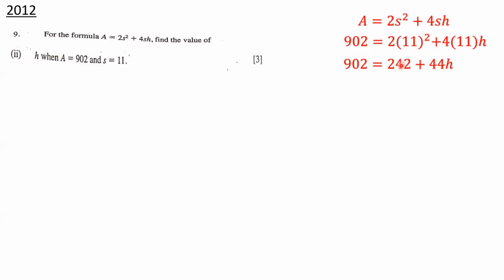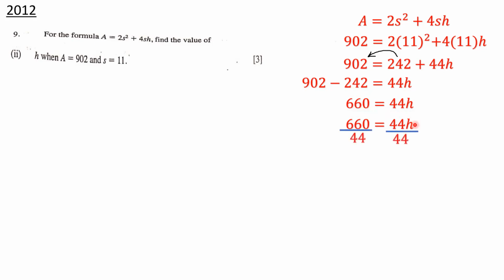And so what we're going to do here is also multiply 4 times 11. And 4 times 11 is 44. Let's send the 242 over the equal sign. And so we are left with 902 minus 242, because it was positive here. When we send it over, it becomes a negative. Now we do 902 minus 242. What is that? The answer is 660. We divide both sides by 44.